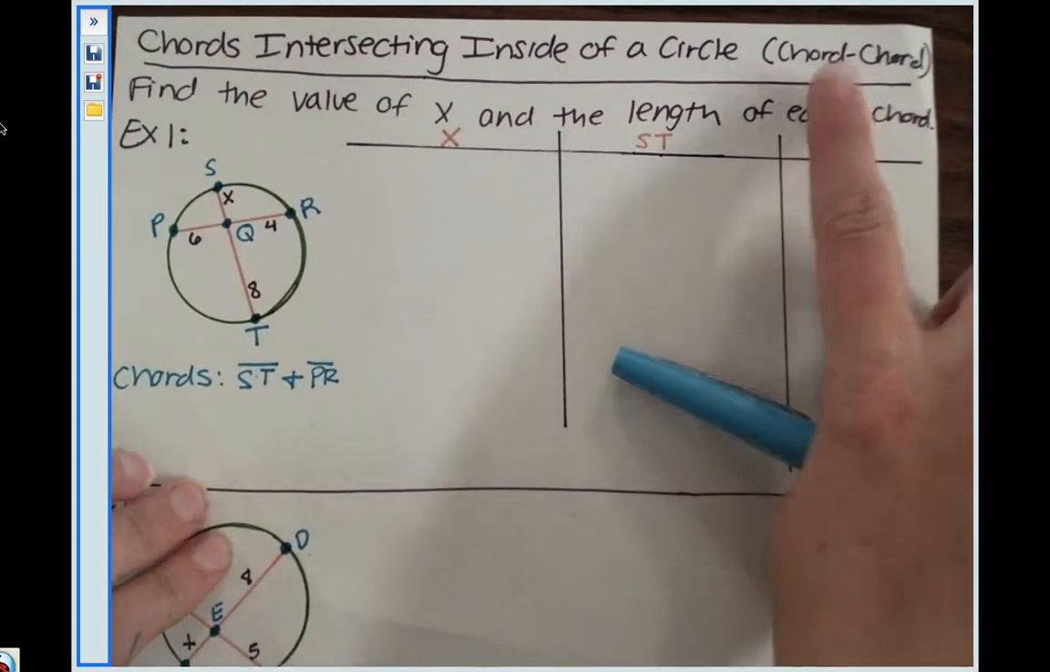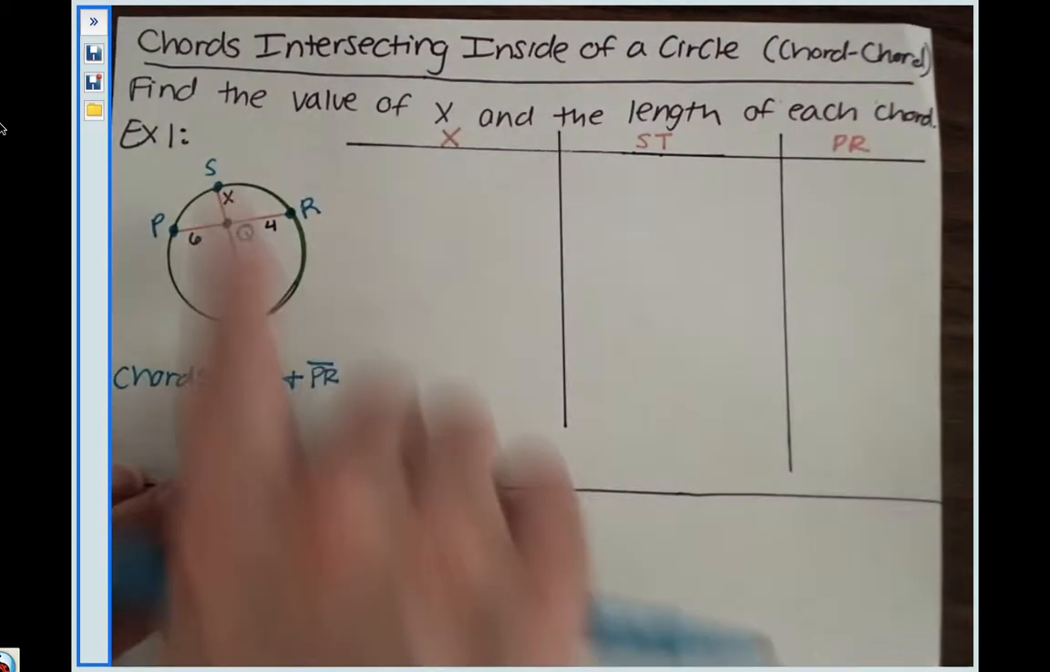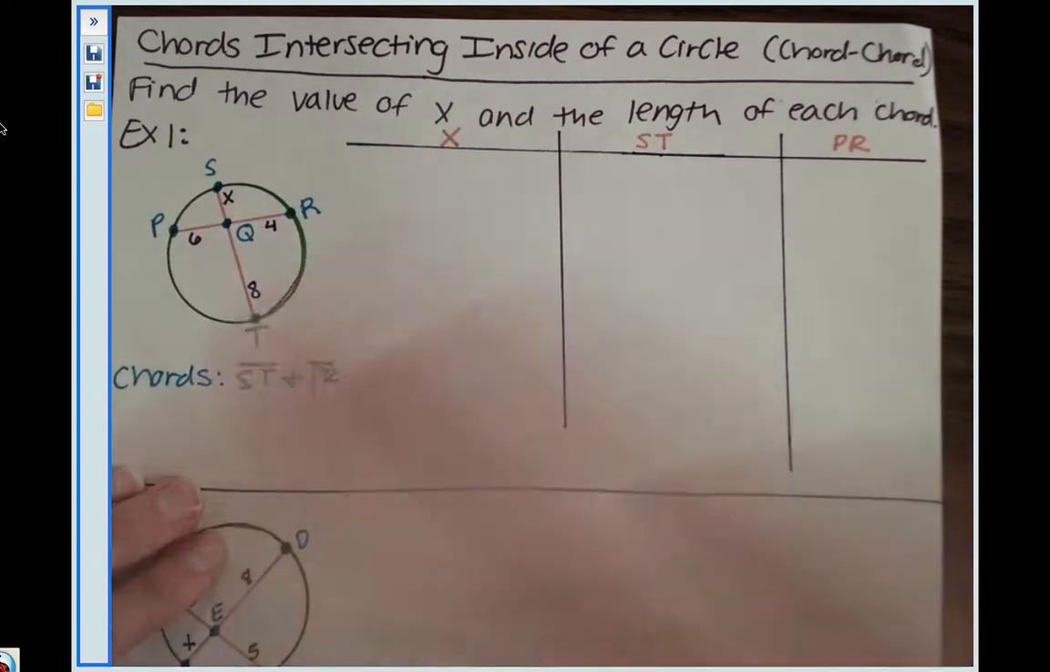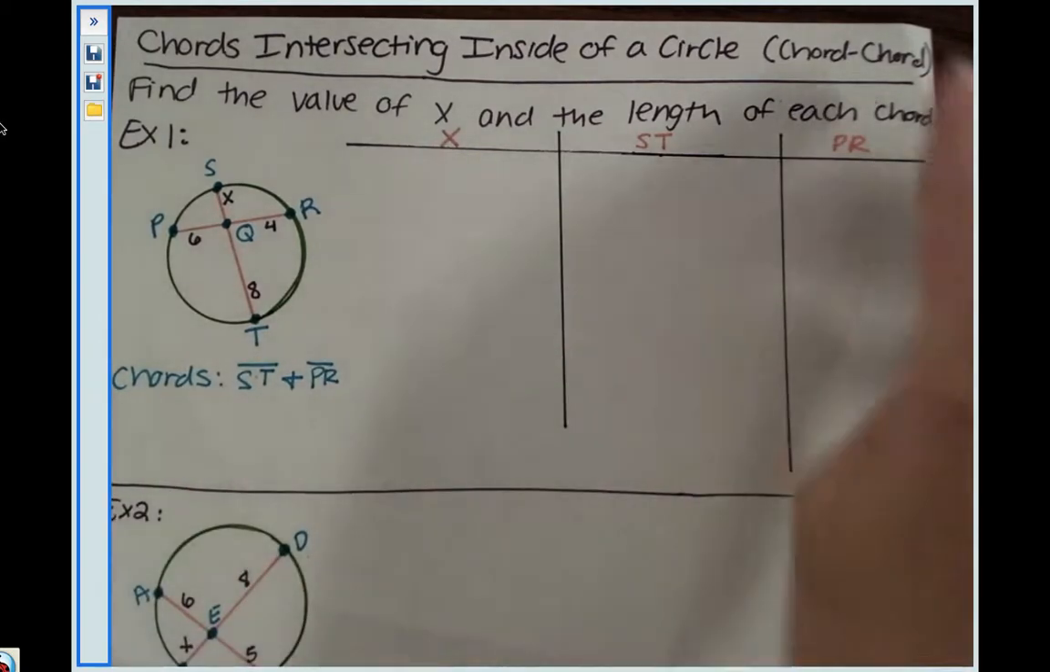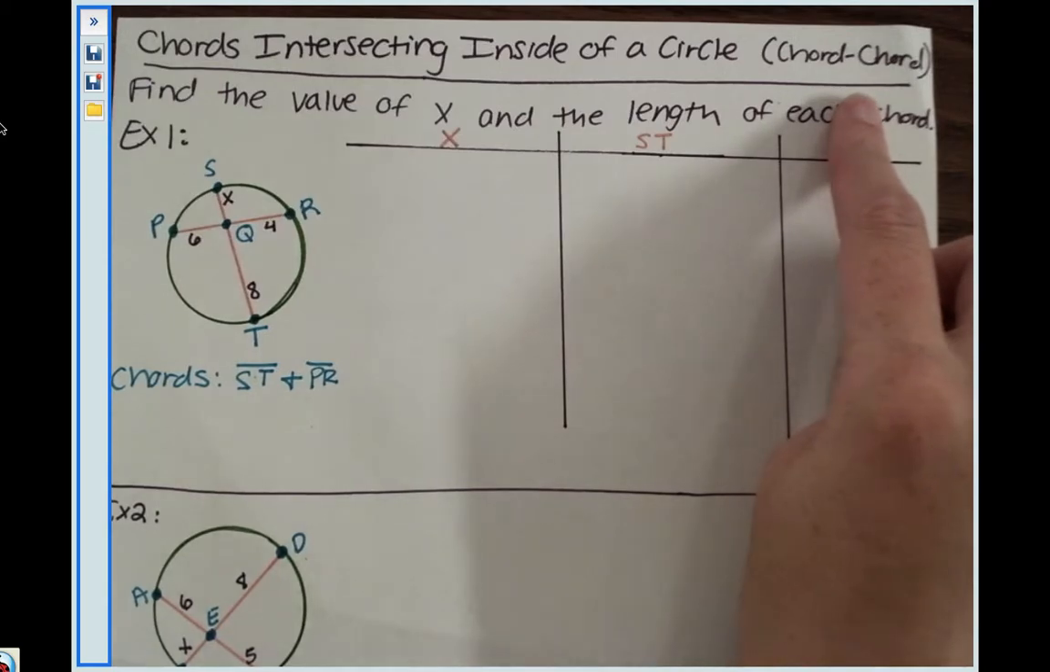Guys, I'm going to call this the chord-chord relationship because it's a chord with a chord. Some of the other properties we're going to talk about don't contain two chords. So if that helps you to remember it, that might be your option.